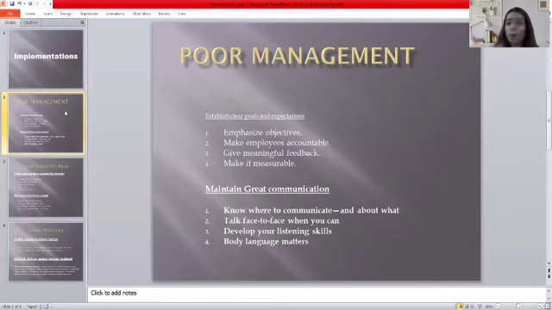Next, maintain great communication. So, what do we need to do to maintain great communication? Know where to communicate and about what. You just can't speak up. You need to know where to speak, when to speak, and what you can speak about. Talk face to face when you can.